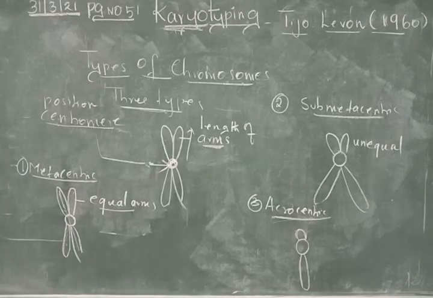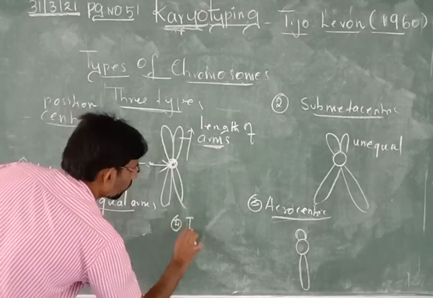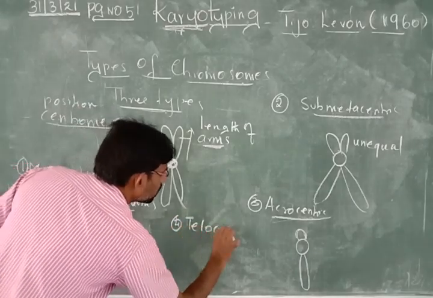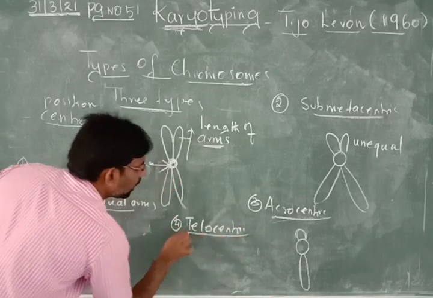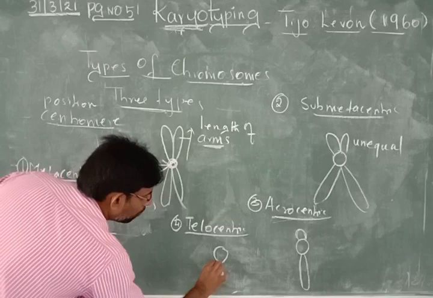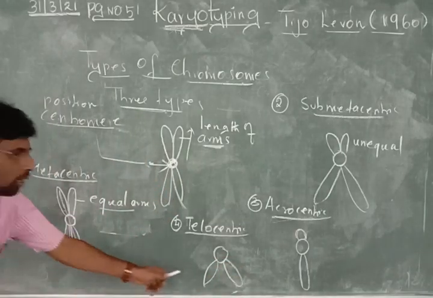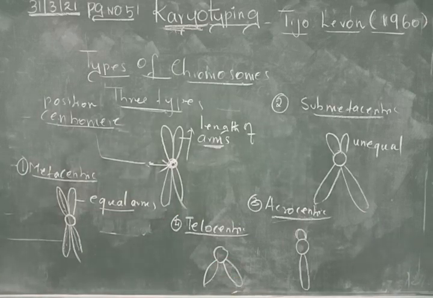And one more type that we will have, that is not discussed in the book, is called telocentric. The fourth one is the telocentric. In telocentric, we will not have any arm on the top. Only below this you will have these 2 arms. So this is called the telocentric. So there are 4 types. Actually, there are 4 types of chromosomes, but we have discussed only 3 main types.